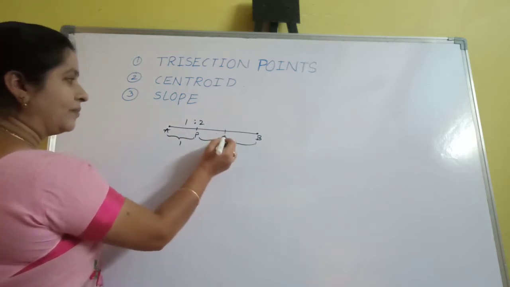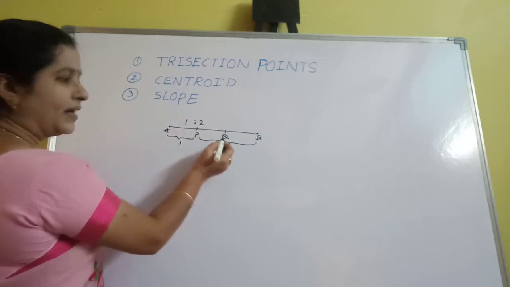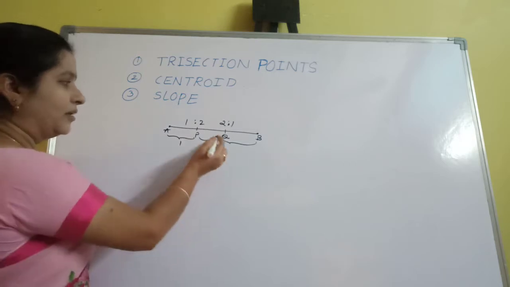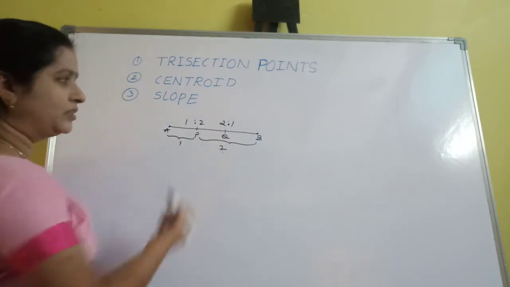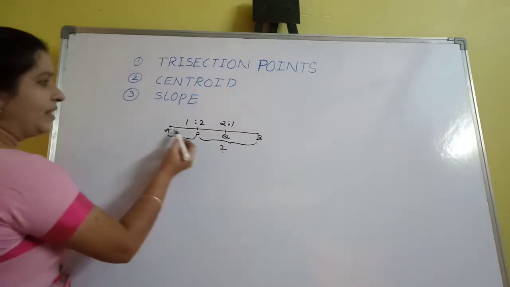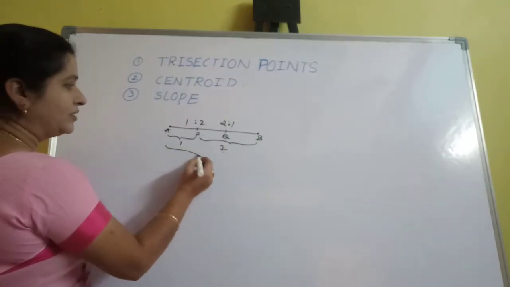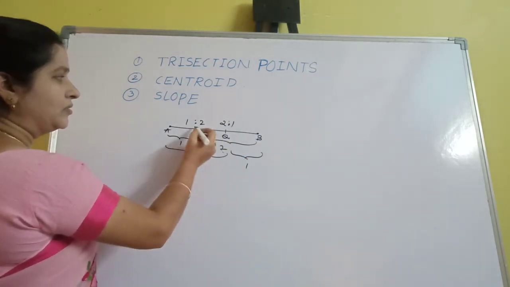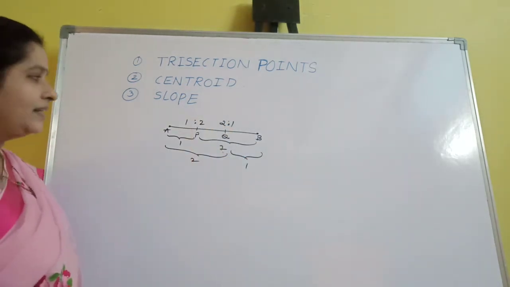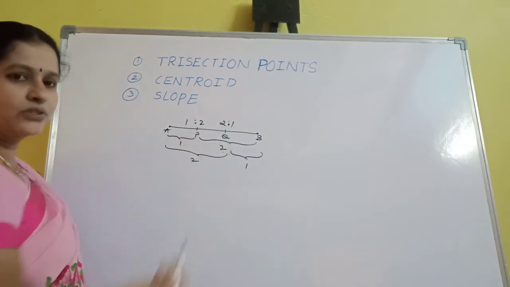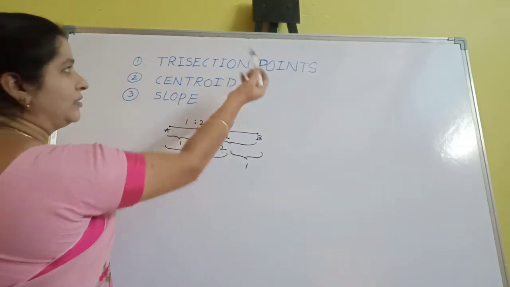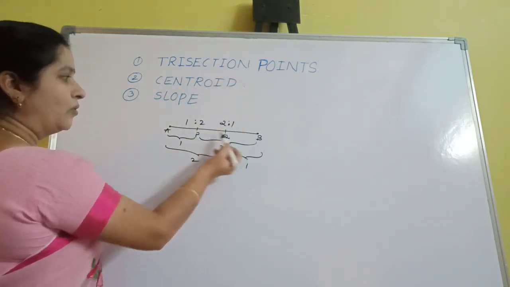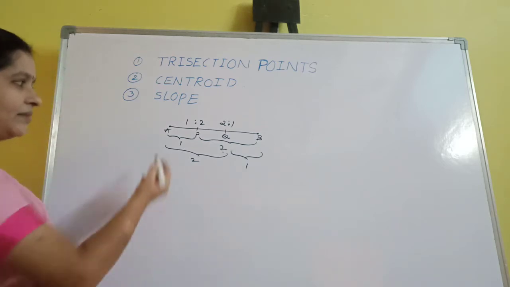Here we are taking another point Q. So here Q divides the line AB in 2:1 ratio. AQ is two parts and QB is one part. So the points which divide the line in 1:2 or 2:1 ratio are called trisection points. So how many trisection points are there here? Only 2 points are called trisection points.